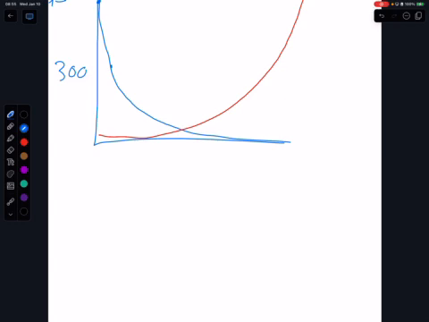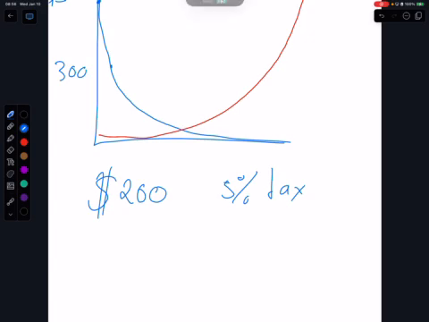Another thing you need to know is how to find tax. I think that's not difficult. Something is worth 200 and you have to pay 5% tax. How much total amount of money do you have to pay? That is chapter 2.